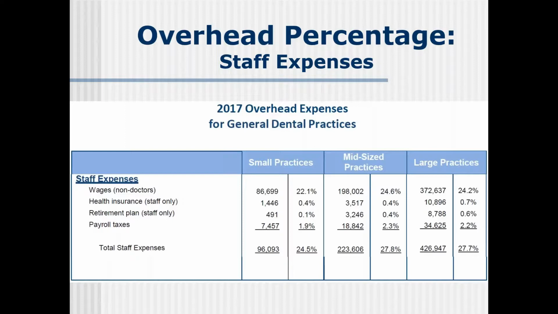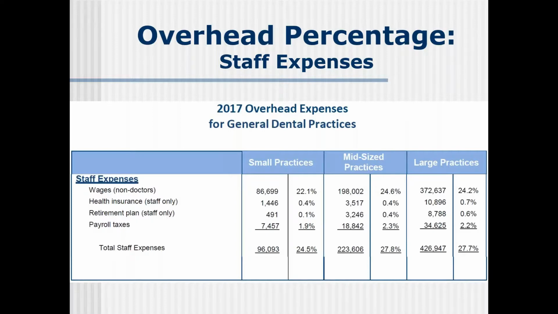As I mentioned, we have small practices where collections were below $600,000, mid-sized practices where collections were between $600,000 and $1 million, and large practices with collections over $1 million. So if you look at the bottom, the total staff expenses for smaller practices based on our sample ran at 24.5% of collections, and the mid-sized and large practices were close to 28% of collections.